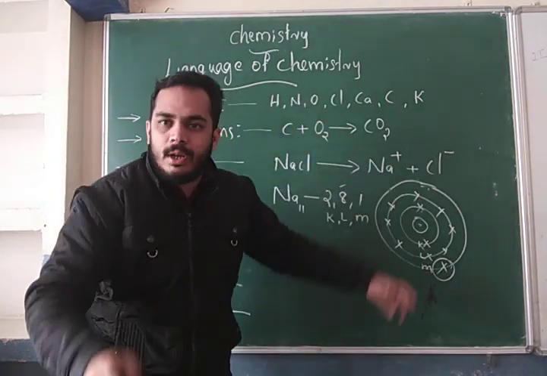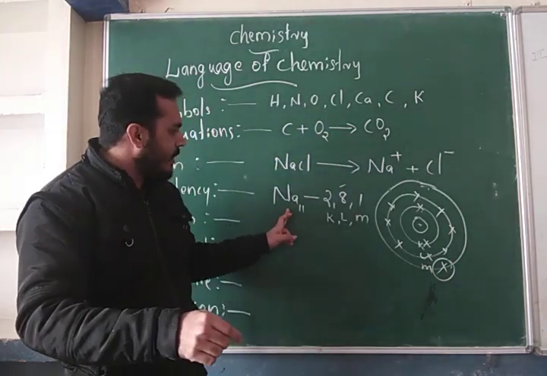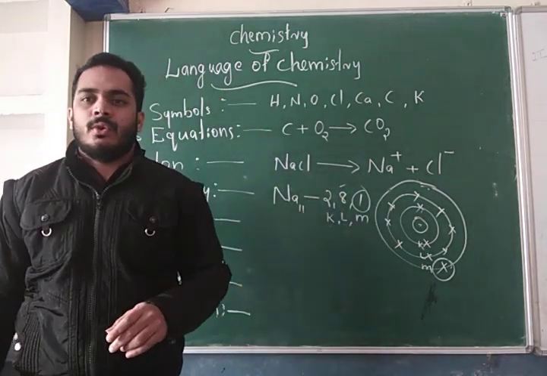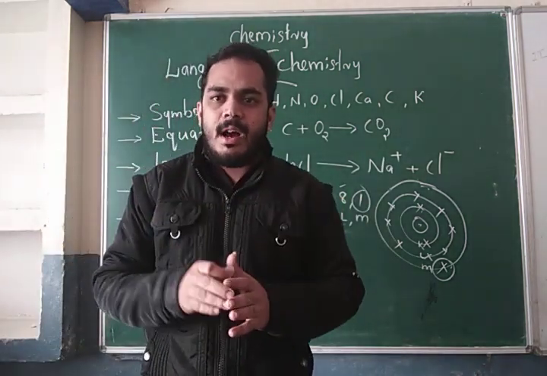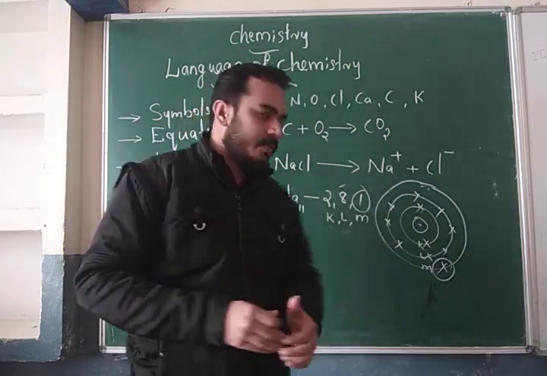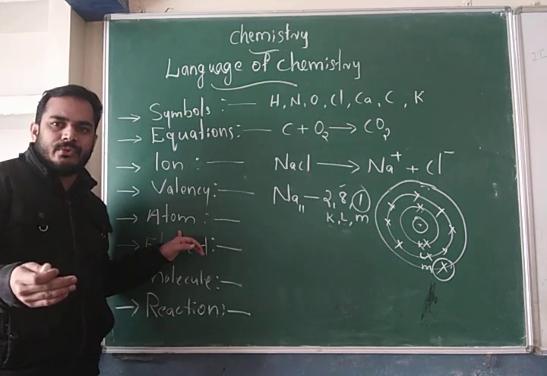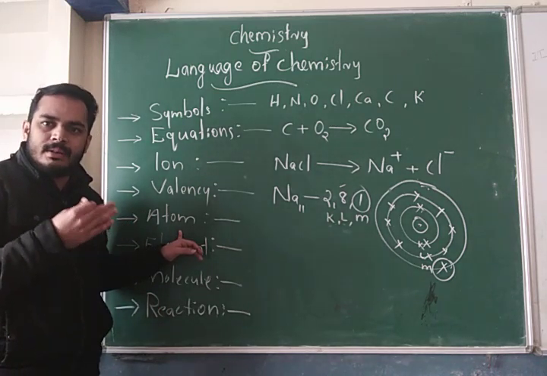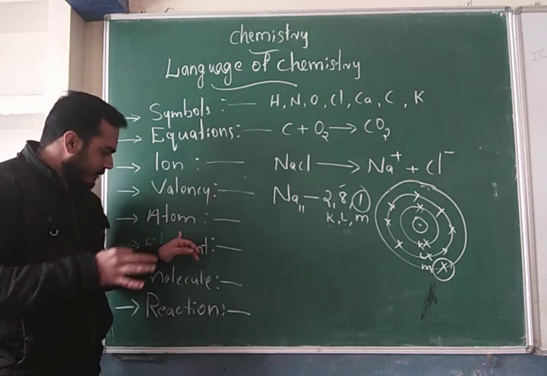Outermost shell having only one electron. That's why the valency of sodium is 1. So each and every element has a different valency. Okay. And next one, atom. I hope all of you know what is meant by atom. It's a fundamental unit of substance or matter.